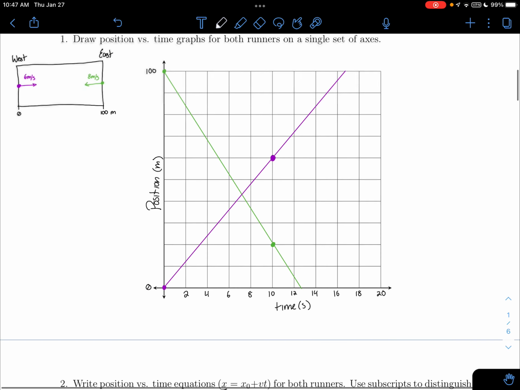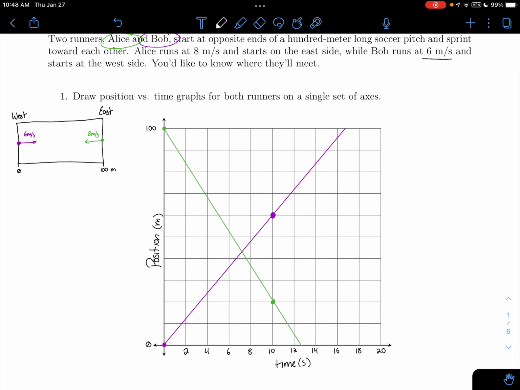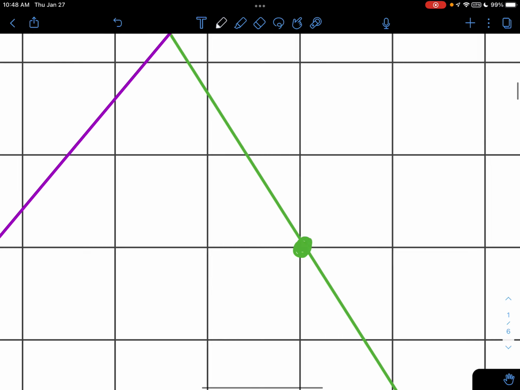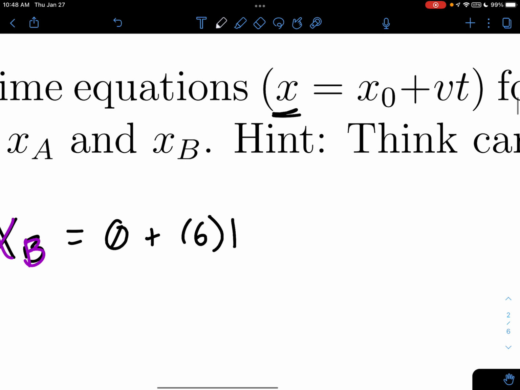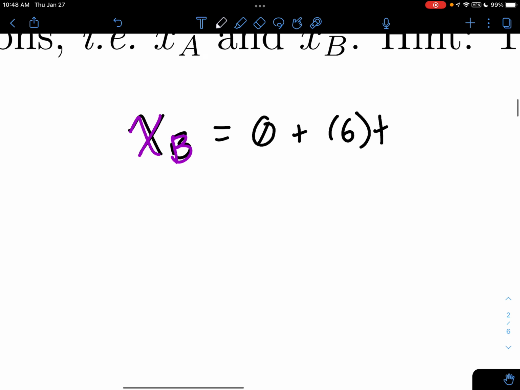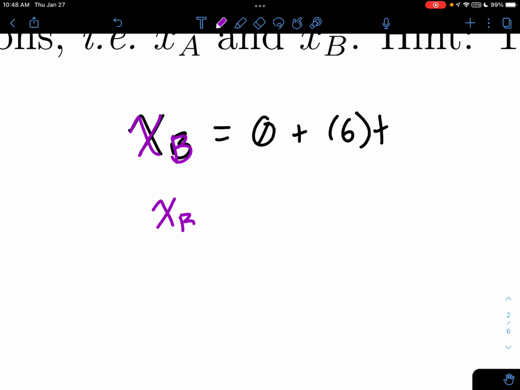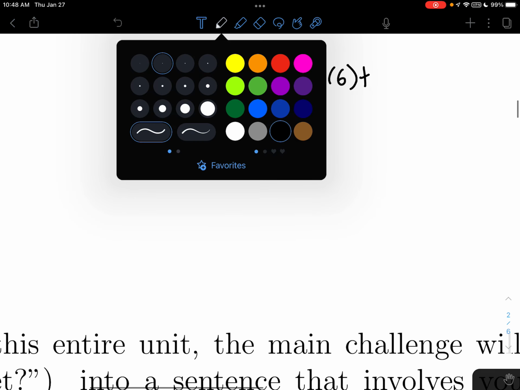And we said that our velocity for Bob, or our slope of our position versus time curve, was 6 meters per second. And it's a positive because that's the way we set our axes. That's going to be our 6. And we can multiply that times time, right? So simplifying that out, Bob's position is going to be 6t. Cool.